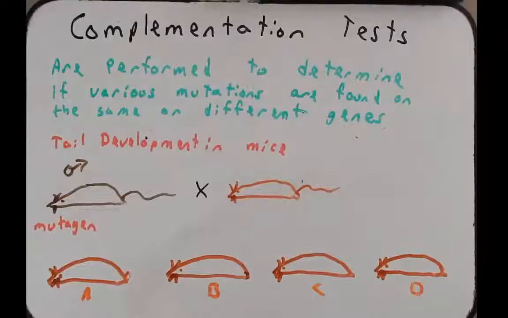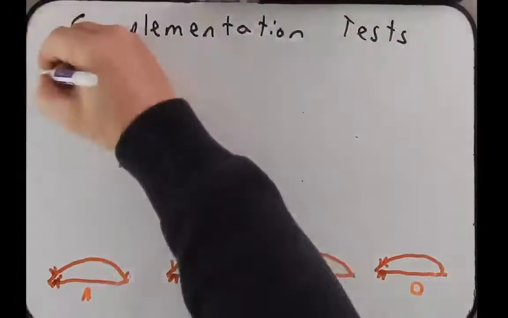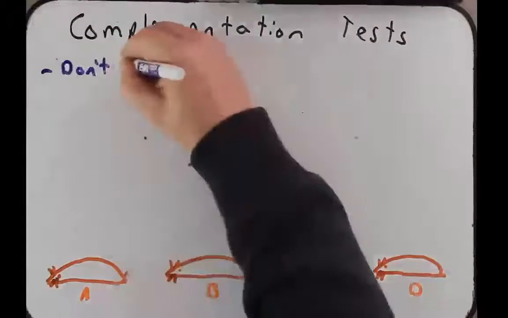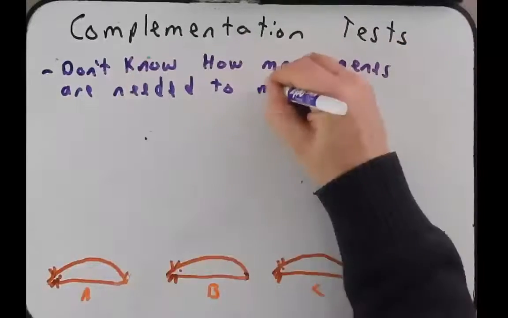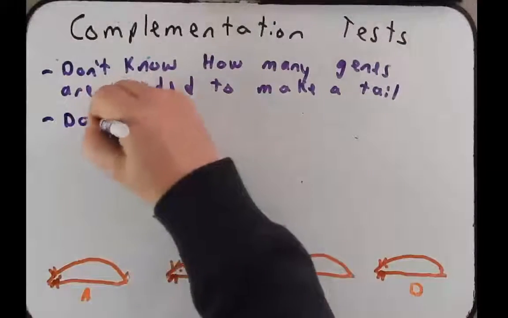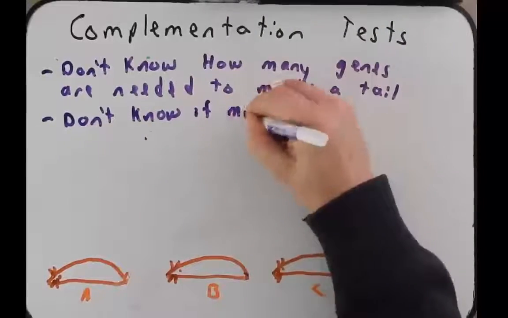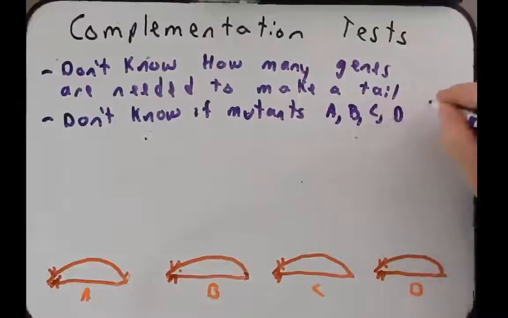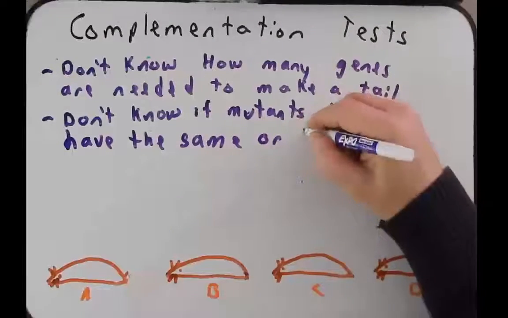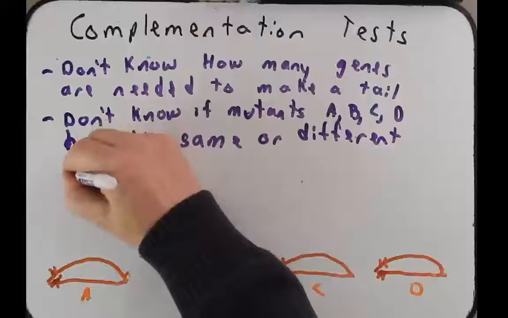So now that we have our 4 mutant mice, we want to know which gene is mutated in these mice that causes them to not have a tail. Let's think about what we do and don't know. We don't know how many genes are needed to make a tail. We also don't know if mutants A, B, C, and D have the same or different genes mutated.